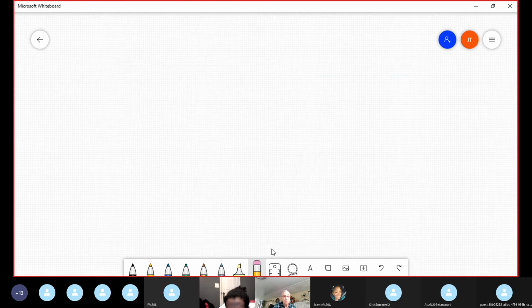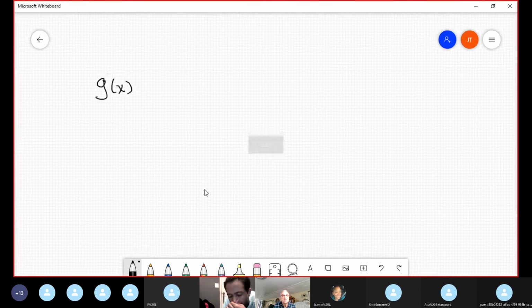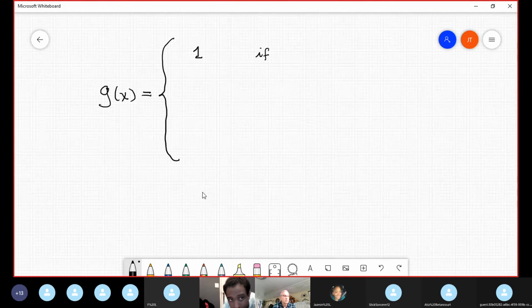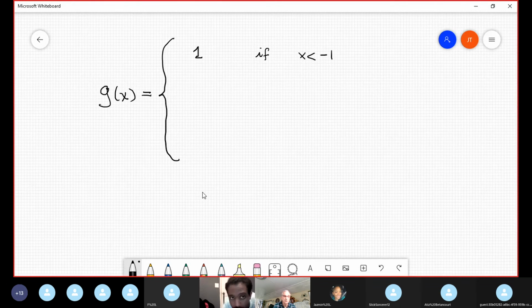But now you help me. Suppose the function, the name of the function is g. So this is given. And that way, look at that. The first expression is 1, if x is less than negative 1. When it's 1, it is a constant. This is x minus 1 squared.